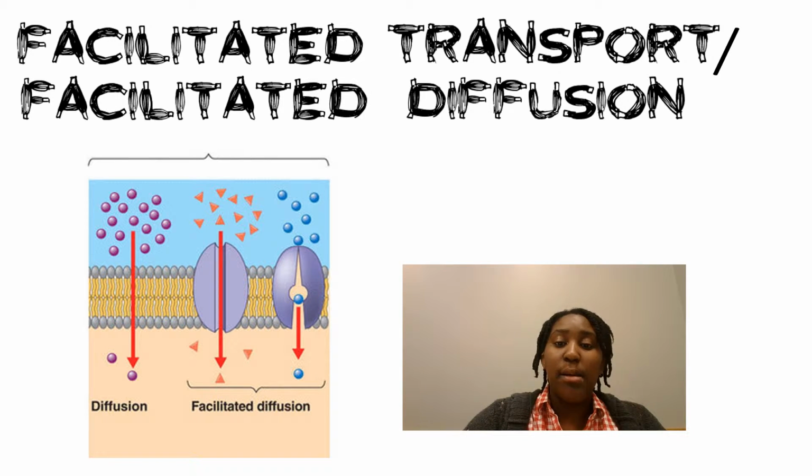Carrier proteins bind a substance and change their own shape, moving the substance from outside the cell to the inside, and are specific for a single substance. Carrier proteins transport more slowly than channel proteins.